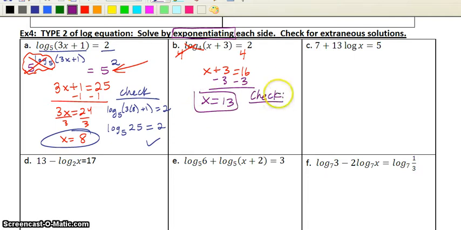Again, go through quick and check it. So log base 4 of 13 plus 3, plugging it in for x. Log base 4 of 16, well, 4 squared is 16, so yep.